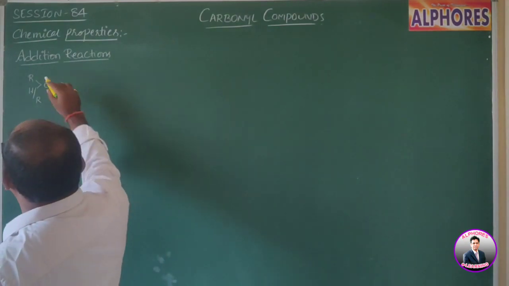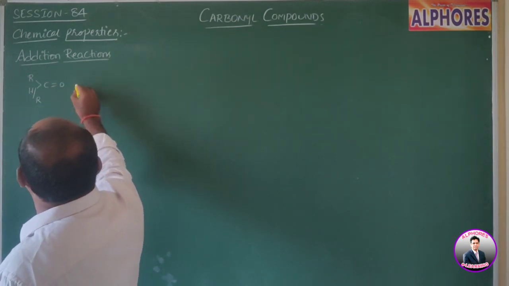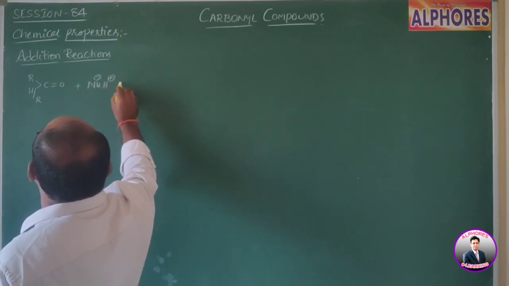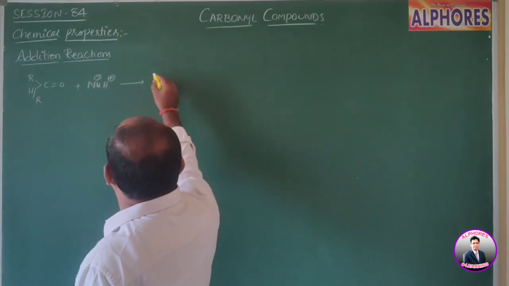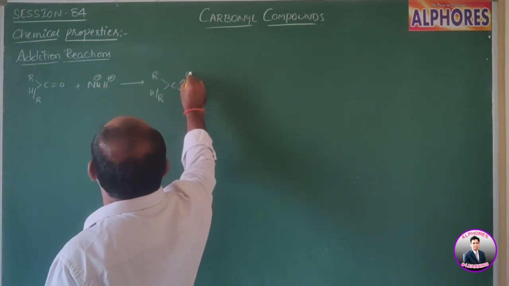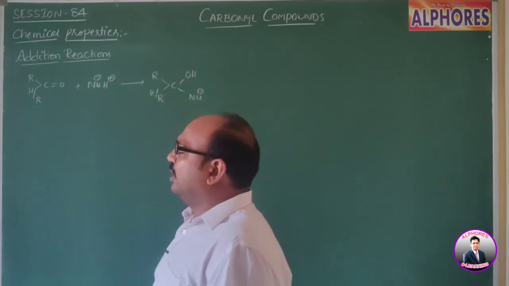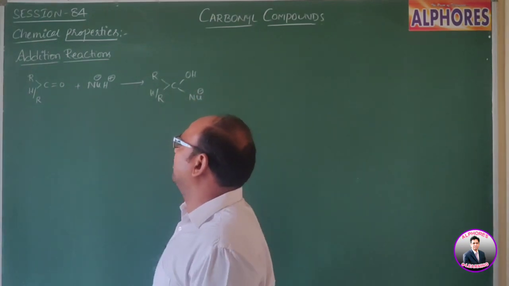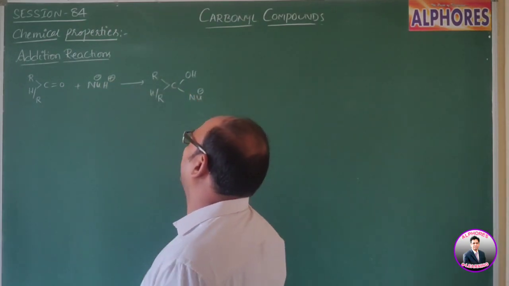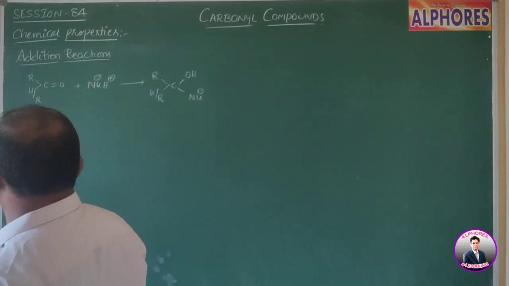Now, first of all, aldehydes or ketones, carbonyl compounds, upon reaction with a nucleophile and H plus, we get R, H, R, C, OH and the nucleophile. So here, with the nucleophile followed by the electrophile, let us assume H plus, we get this type of product. These reactions are what we call addition reactions.